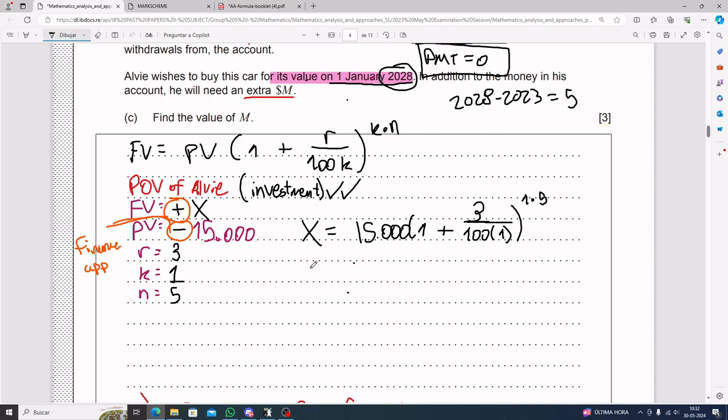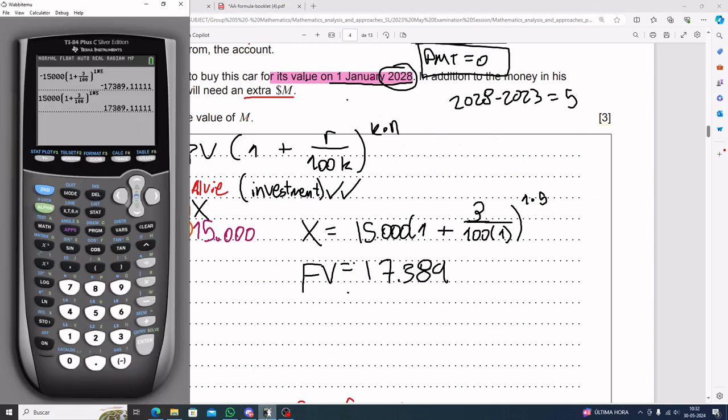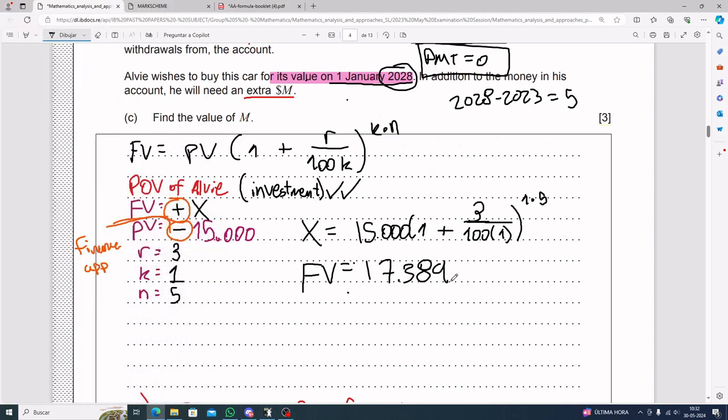And so your X or your FV ends up being 17,389, right? Let's just put the whole number, so it would be 0.11111, right? So this is your FV. And so for the finance app, the positive and the negative matters. For the compound interest formula, technically you just keep it all positive. It wouldn't make sense to put it negative, see?